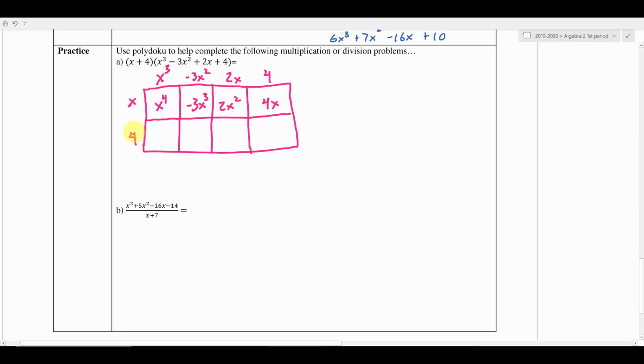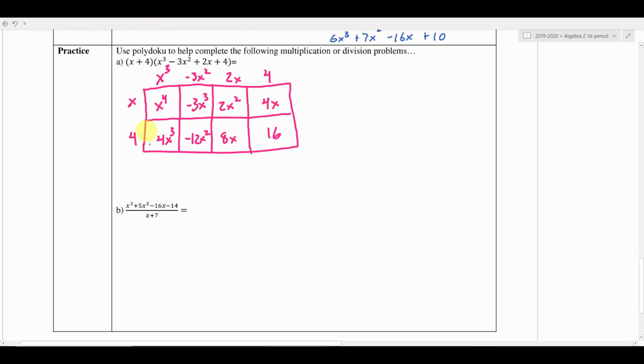And then we work the bottom row. So 4 times x cubed is 4x cubed. And then 4 times negative 3x squared is negative 12x squared. 4 times 2x is 8x. And 4 times 4 is 16. And then the last step here is to go through and combine like terms.